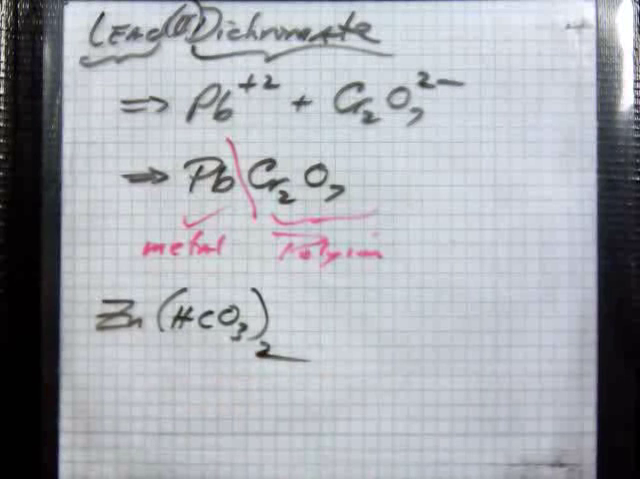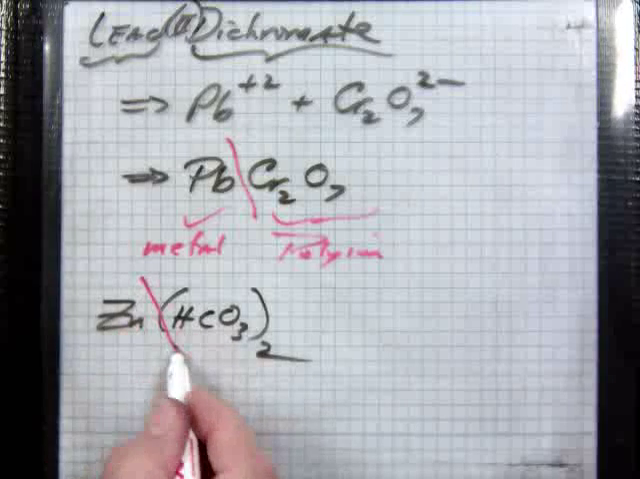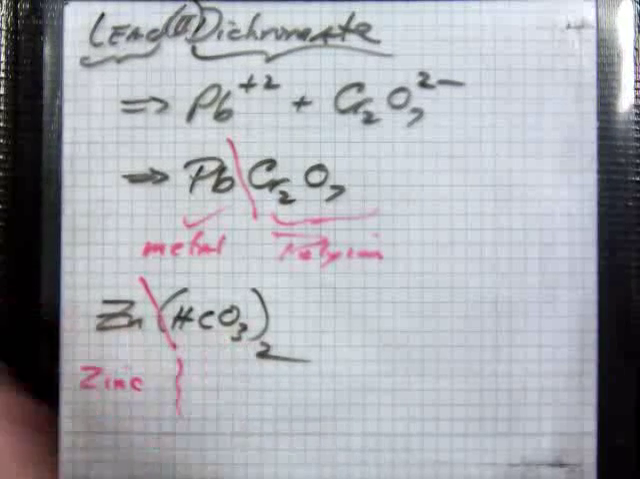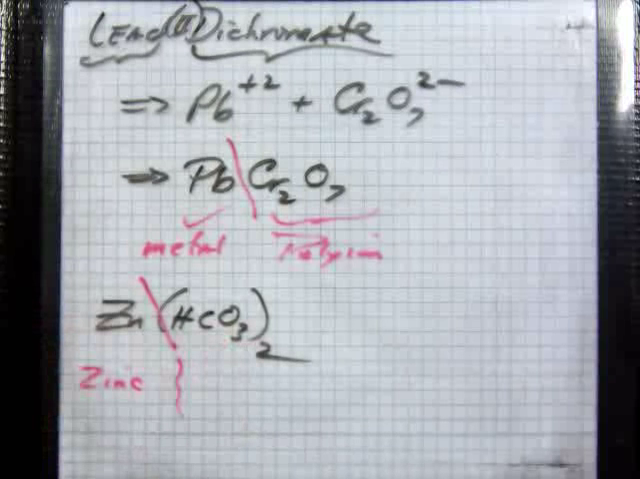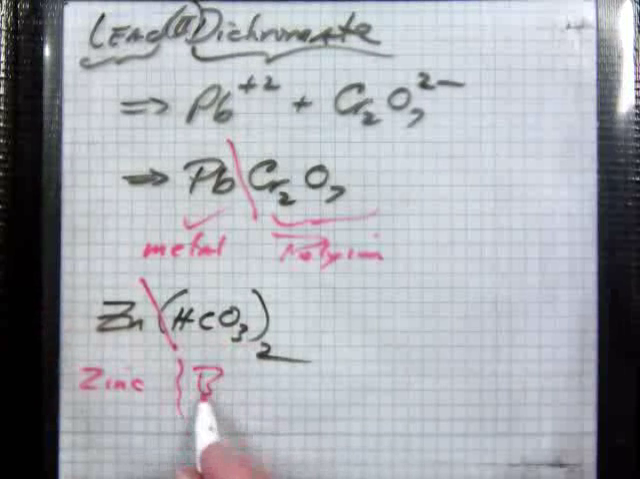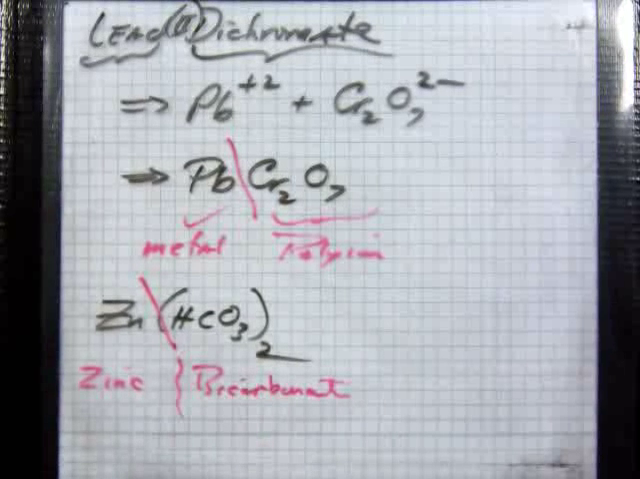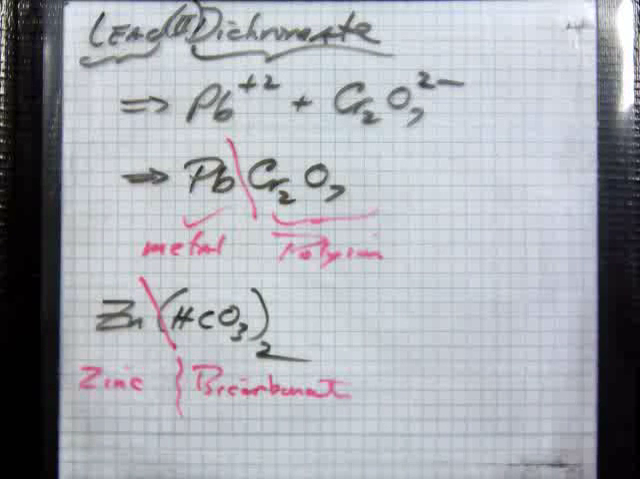See the first metal, then everything else is the polyion. So you have zinc, and what's this? You look at the bottom of your polyion chart and it's bicarbonate. So the name of it is zinc bicarbonate. Well, zinc's a fixed charge, so you don't need any parenthesis stuff. And so that makes sense.